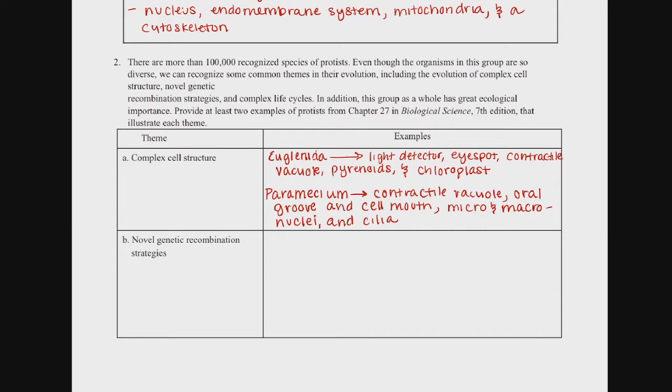Alright, so novel genetic recombination strategies. Paramecium is also a cool example of this, because it has both macro and micronuclei, and they actually function in different ways.